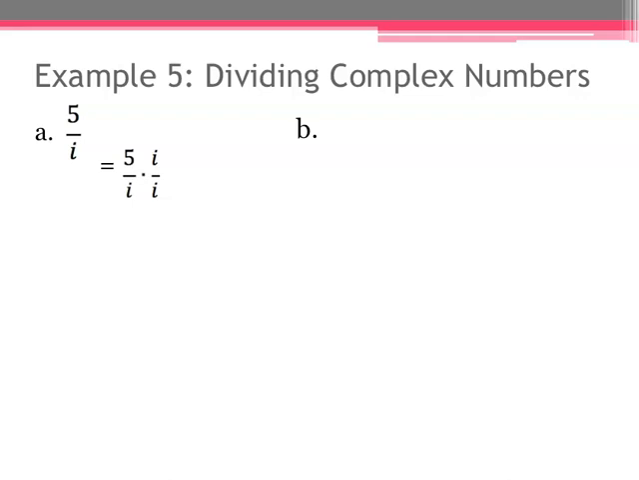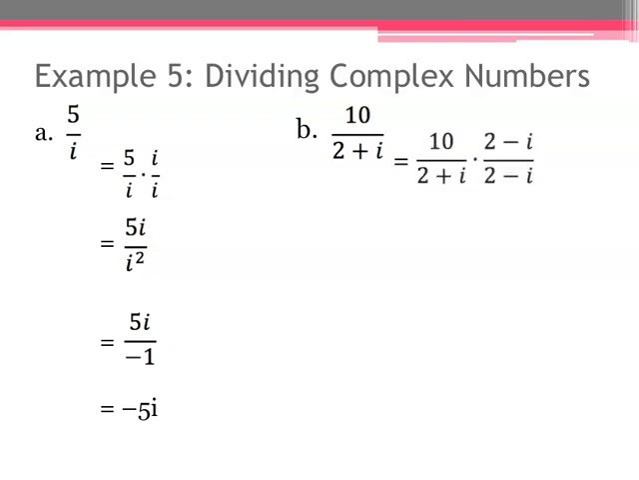All right, so multiplying this, we have 5i over i squared. Remember, i squared is equal to -1. So 5i divided by -1 is equal to -5i. All right, now the second one, we have 10 over 2 plus i. So this is the a plus bi form where you have to multiply by the conjugate in both the numerator and the denominator. In this case, the conjugate would be 2 minus i. So I have to multiply both the top and the bottom by 2 minus i.